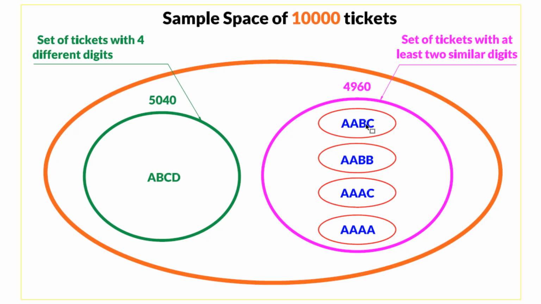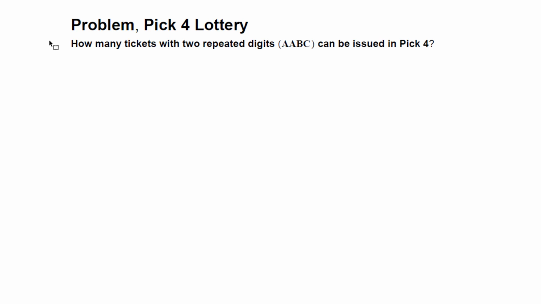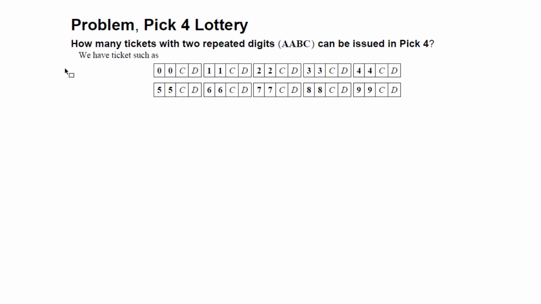So now we are interested in knowing the number of each subgroup here. This is what we still don't know. This question is a bit difficult: how many tickets with 2 repeated digits, of the form AABC, can be issued in PIC 4? So let's start. The repeated digits can be 00, 11, 22 until 99. And this is the form we have.